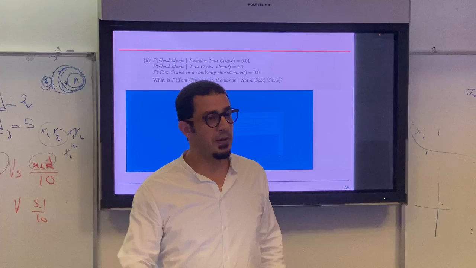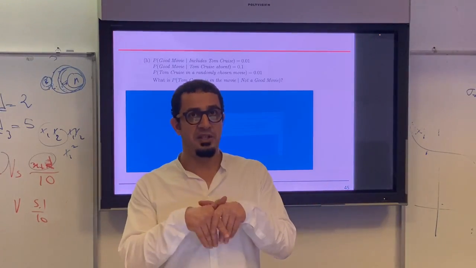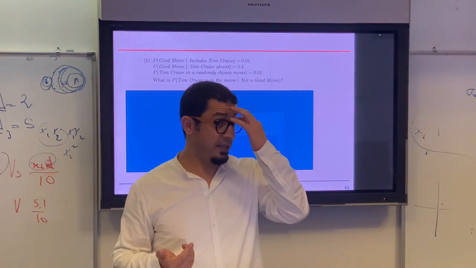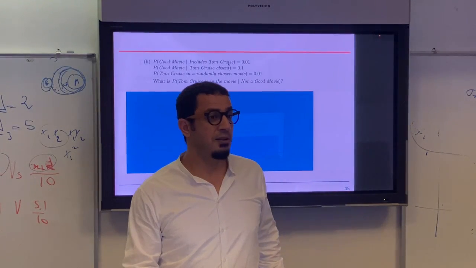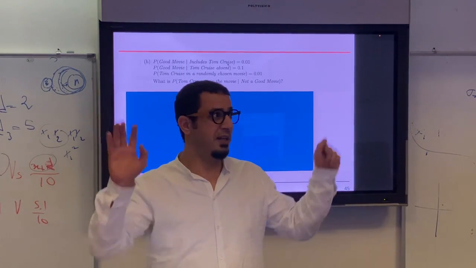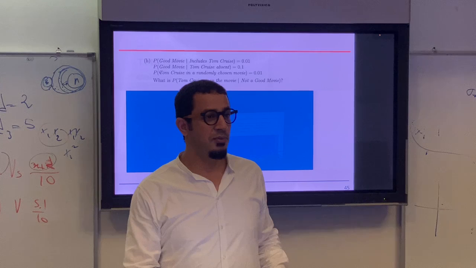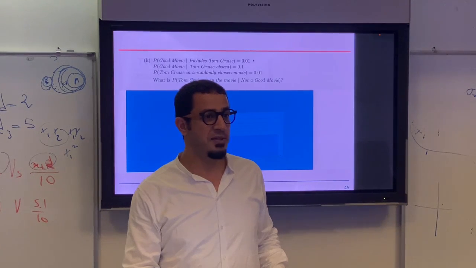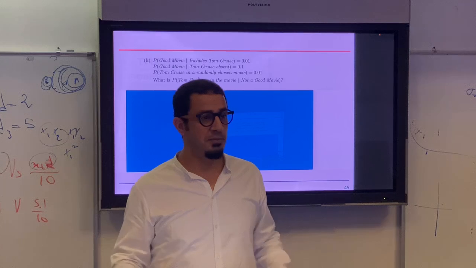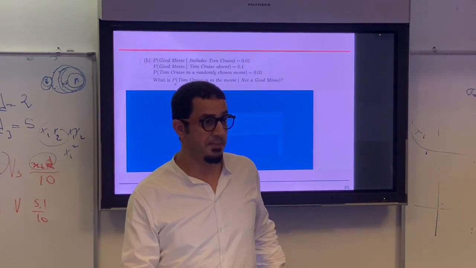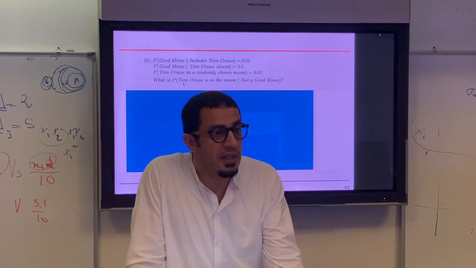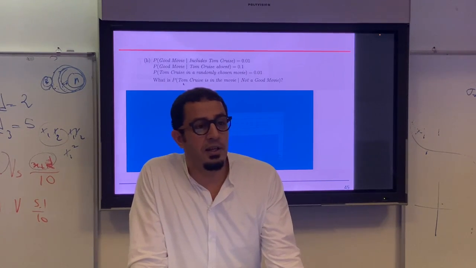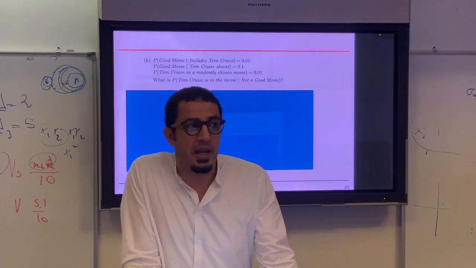Okay, I finished this one. Now we do Bayes classification. Look, for example, good movie includes Tom Cruise. Just an example, I took it from online. And good movie, Tom Cruise is absent. I give you 0.01. Tom Cruise in a randomly chosen movie is 0.01. What is the probability Tom Cruise is in the movie, given that the movie was not good? How do you calculate this one?